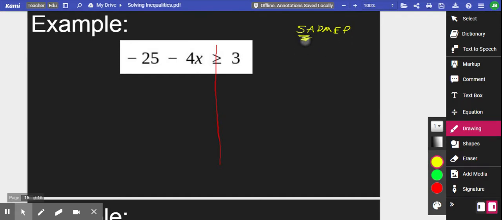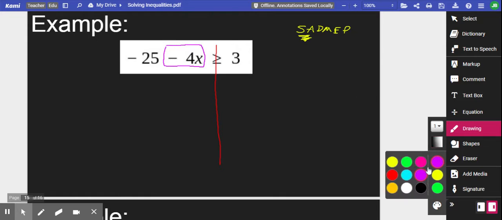So the first thing I want to look at is, is there anything being subtracted or added to my variable term? My variable term is this term right here, the negative 4x. When I circle that, what I see is I have this negative 25 out here. So this negative 25 is technically being subtracted. So I'm going to use an inverse operation, and I want to use my identity property. I'm going to add 25 because a negative 25 plus 25 has a property of 0.